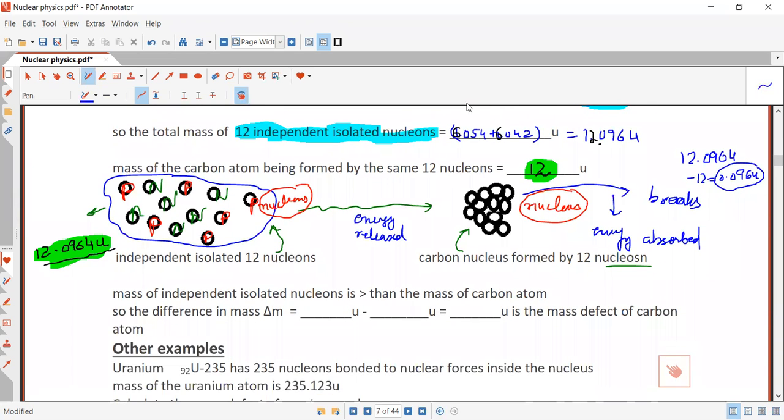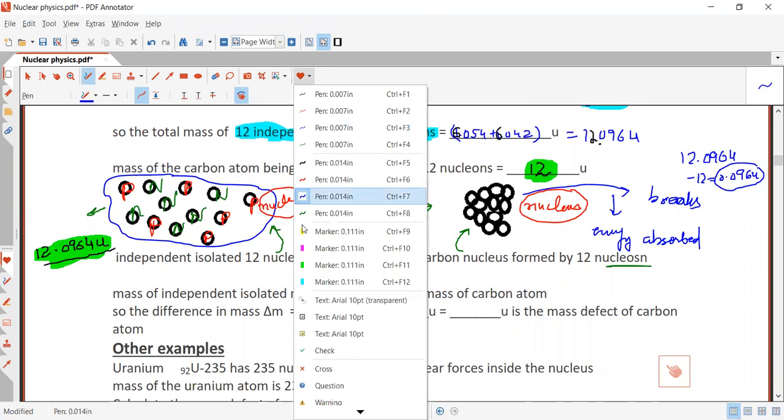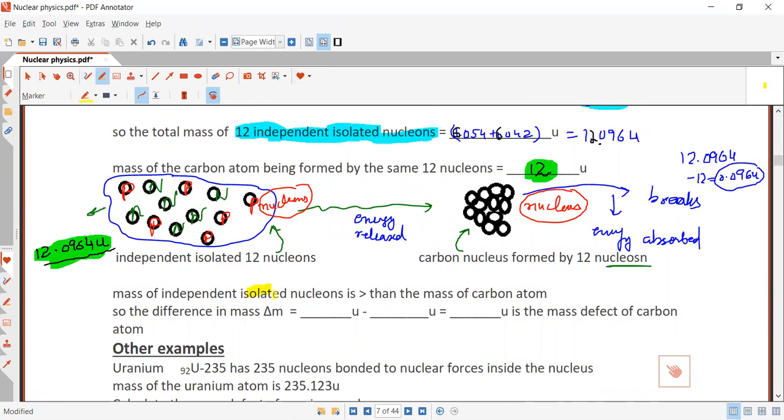So you can see the mass of the isolated independent nucleons is more than the mass of the carbon atom, right? So the difference in mass is going to be 12.096 U minus 12 U. So it's going to be 0.096 U. That is the mass effect of the carbon atom, right?